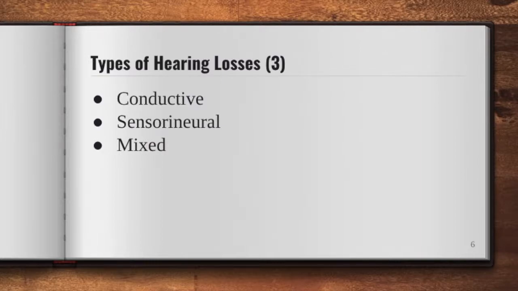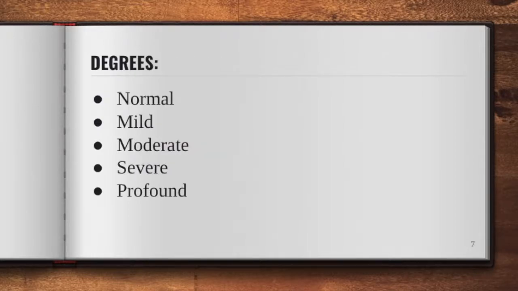Sensorineural, or SNHL, is a hearing loss that occurs because of the damage of a nerve, the inner ear, or central processing centers of the brain. This causes the brain to not be able to interpret sounds in the right way. A mixed hearing loss is a combination of both conductive and sensorineural. There are many degrees of hearing losses. A normal degree of hearing is 10 to 20 decibels.